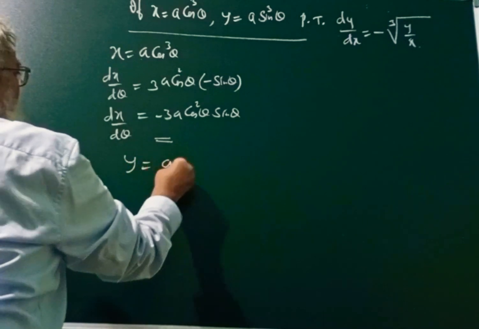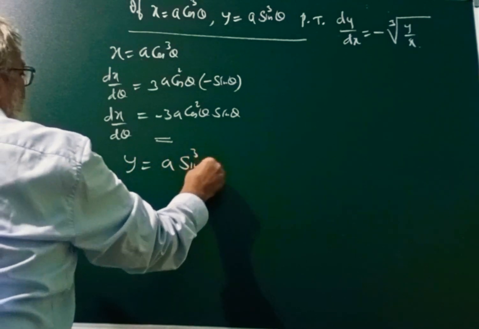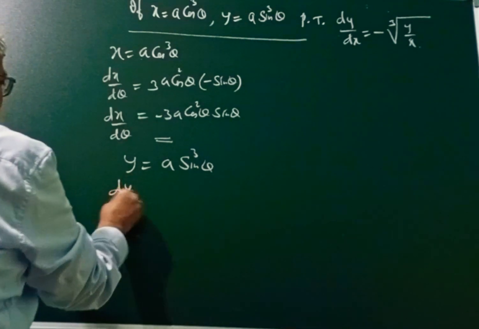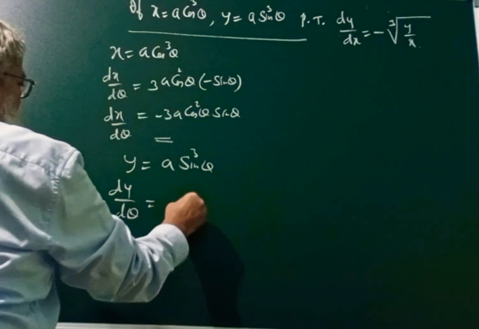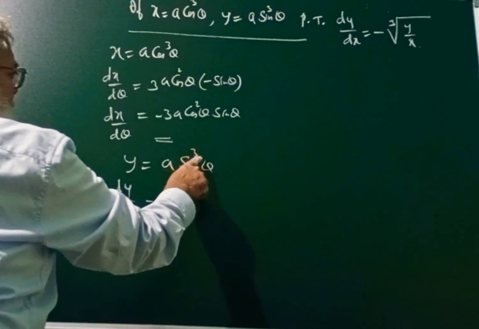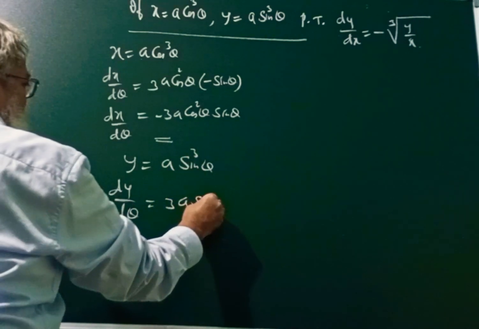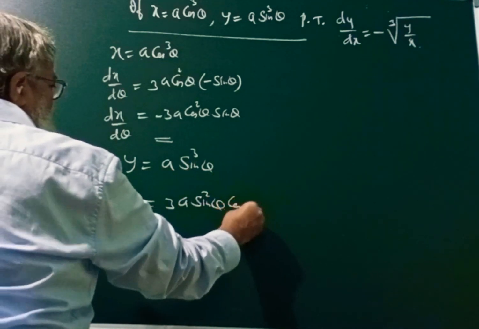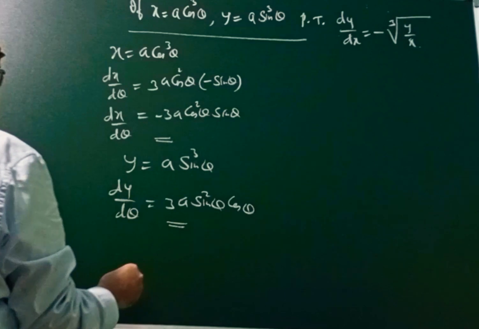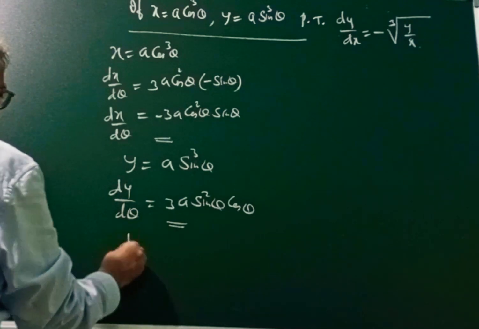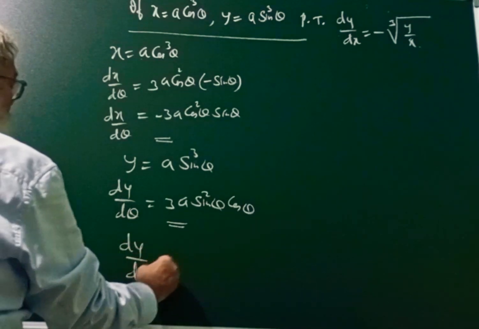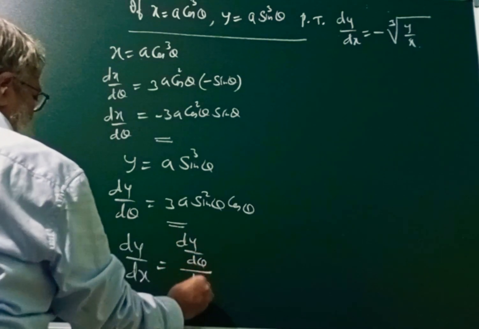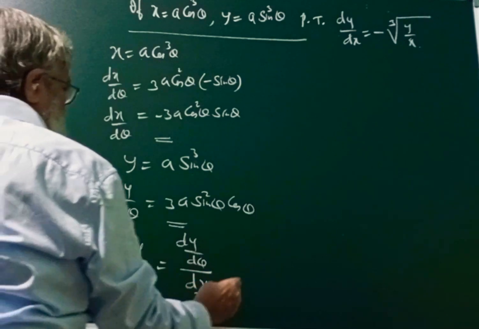y is equal to a into sin cube theta. Now dy by d theta is equal to a, differentiation of sin cube theta is 3 sin square theta, and differentiation of sin theta is cos theta. Therefore, we have the formula dy by dx is equal to dy by d theta divided by dx by d theta.